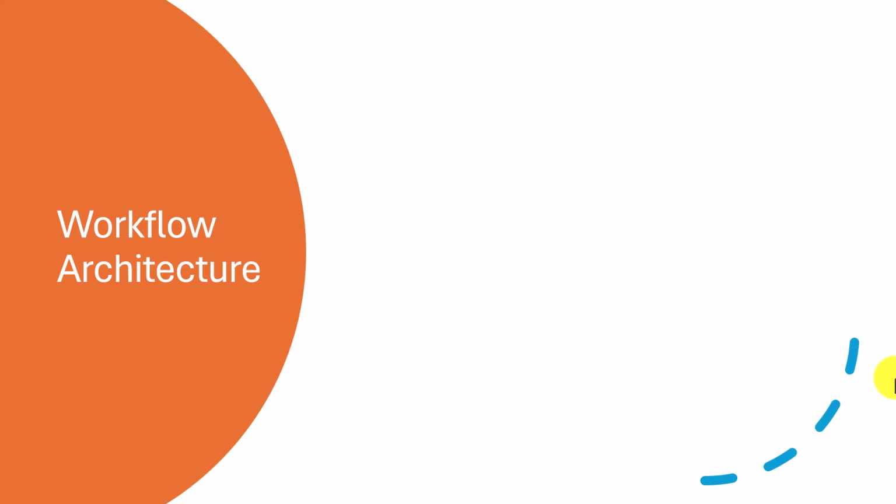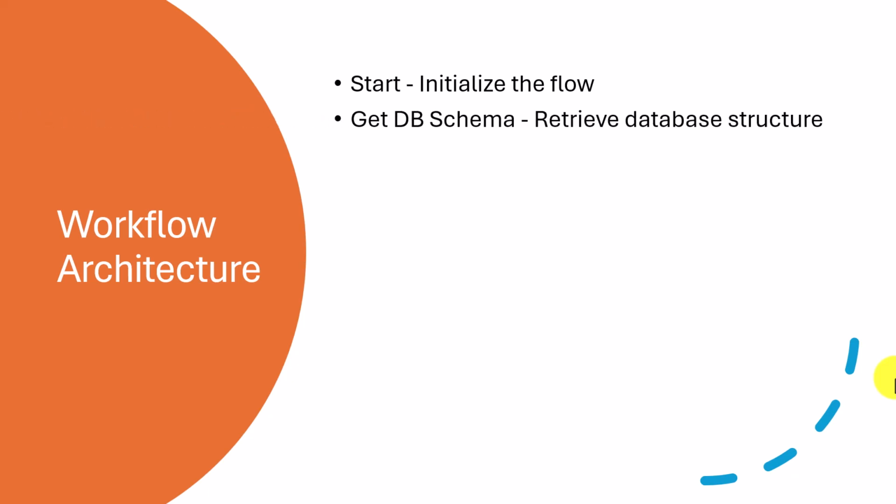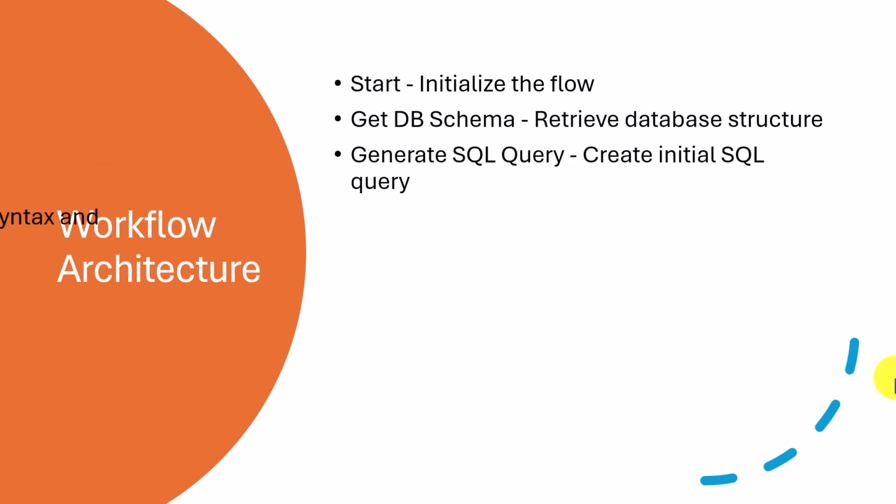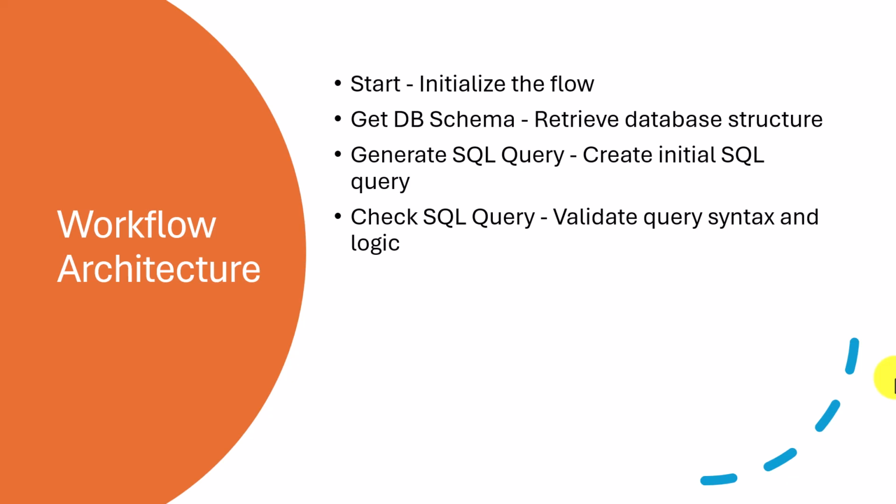Workflow architecture. The SQL agent consists of 8 interconnected components. 1. Start, initialize the flow. 2. Get DB schema. Retrieve database structure. 3. Generate SQL query. Create initial SQL query. 4. Check SQL query. Validate query syntax and logic.